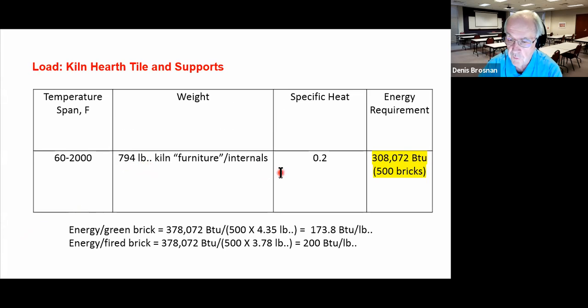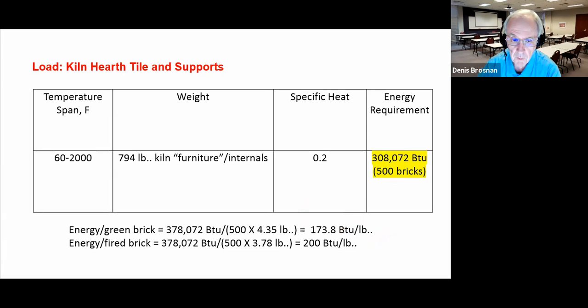Specific heat, 0.2 BTUs per pound per degree Fahrenheit, and so you can compute 308,072 BTUs for 500 bricks. So if you're interested in the energy per green brick, there it is, or the energy per fired brick, there it is, if you want to keep the accountants busy.